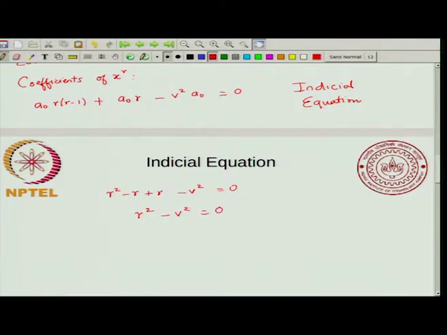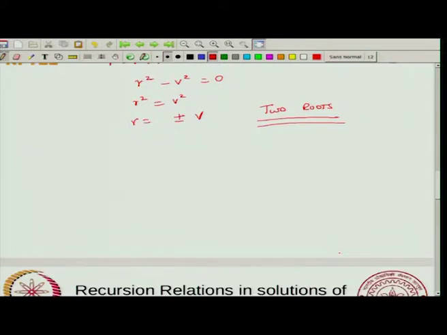So there are two roots. r square equal to v square, so r equal to plus or minus v. Now you have two roots, plus v and minus v, and we have to look at the various cases. Case 1: v equal to 0. Then r equals 0, so the two roots are identical.